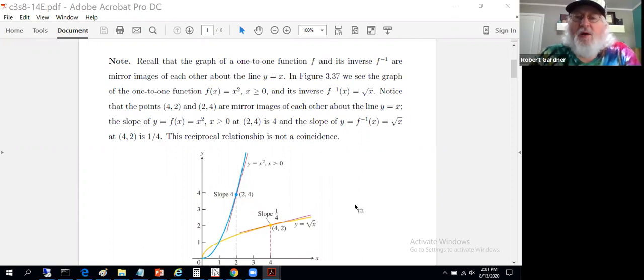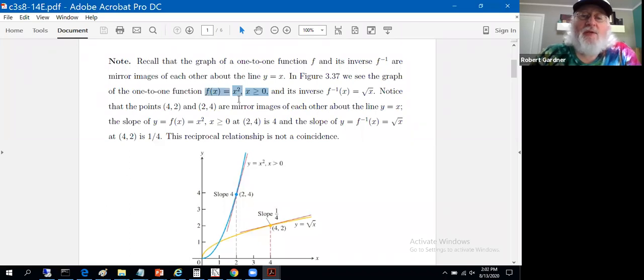So here in the figure below, we see the graph of, in blue, the one-to-one function, f of x equals x squared, with the added constraint that x is greater than or equal to 0. All that highlighted stuff there is the name of the function. So it's not simply the squaring function, it's the squaring function with a restriction on the domain that we only keep input values that are non-negative. Otherwise, we don't have one-to-oneness. If we keep both positive and negative stuff, you don't have one-to-oneness, you don't have an inverse function.